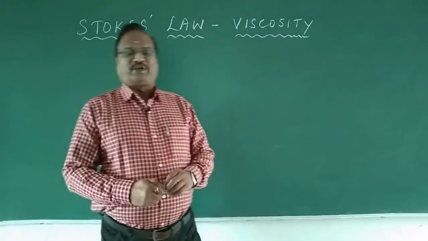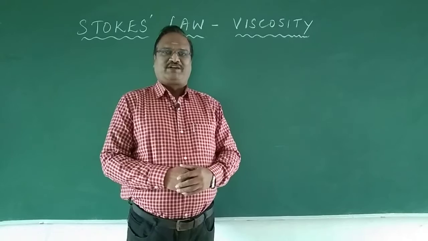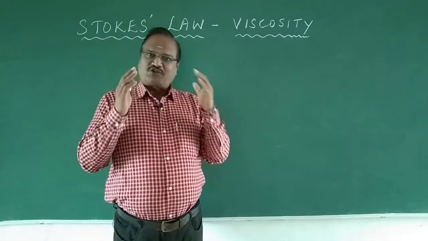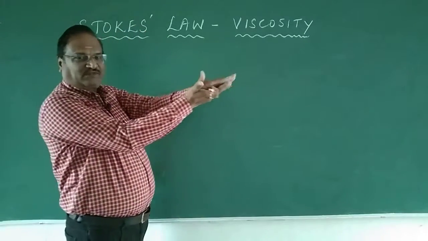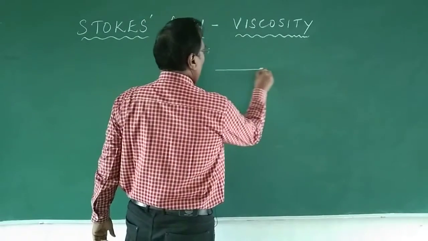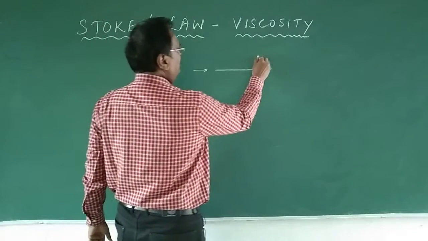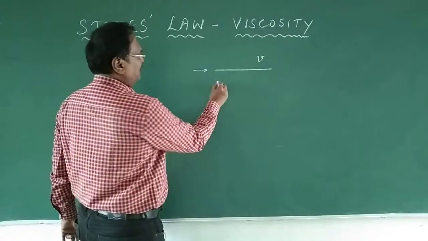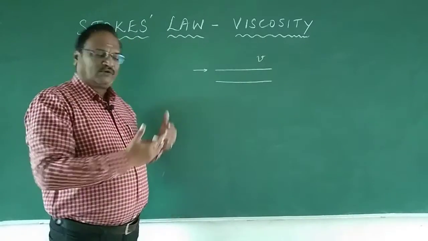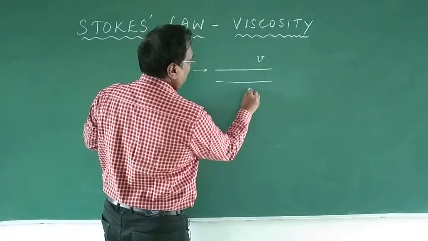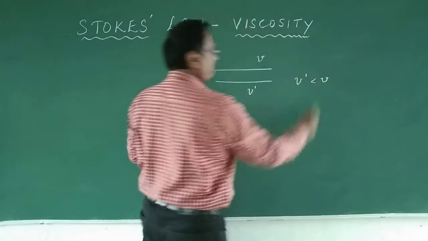Hello students, today in this video we are going to study about viscosity. You already know that viscosity is basically the friction between different layers of the liquid. If you assume one layer like this, and a tangential force is acting, it will move with the velocity v, and the next layer will move with a little lesser speed, with velocity v dash, where v dash is less than v.